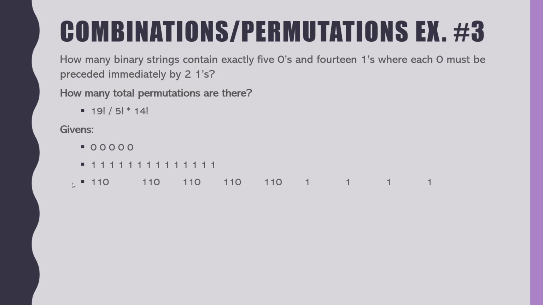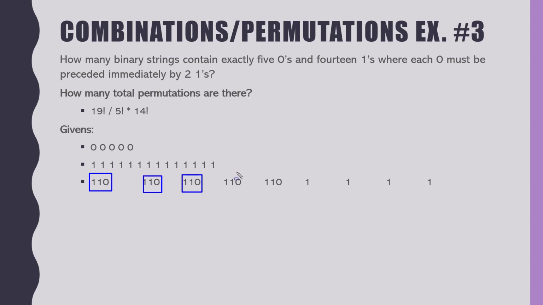Now, we know that we're supposed to have 5 zeros and 14 ones, but we also know that these are the only types of patterns that can exist. If I have a 0, there has to be at least 2 ones right before it. There could be 3 ones or 4 ones, but there has to be at least 2. So there's no scenario where there's a 0 that doesn't have a 1 immediately to its left and then another 1 immediately to the left of that. There's no other way a 0 can be arranged than this kind of grouping.